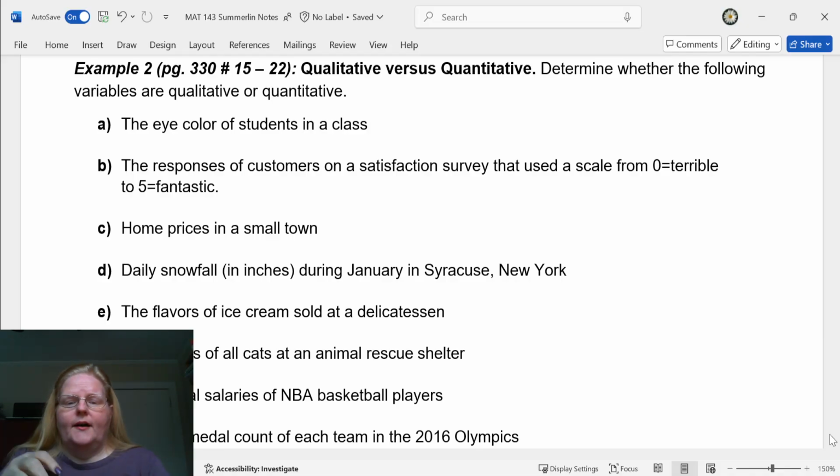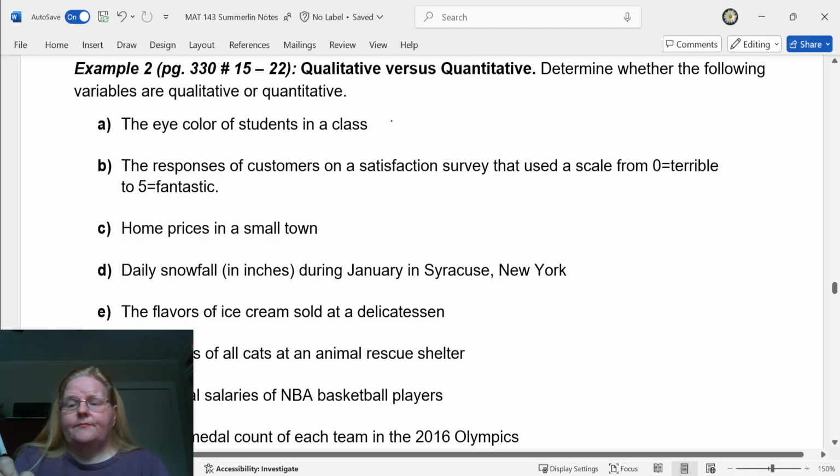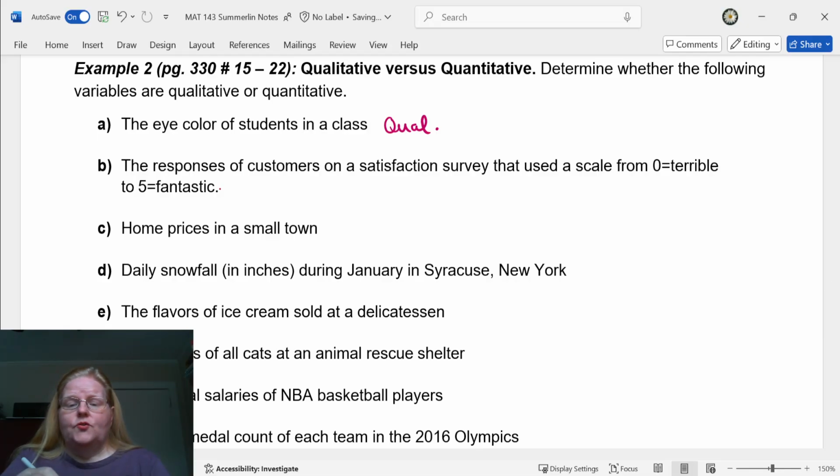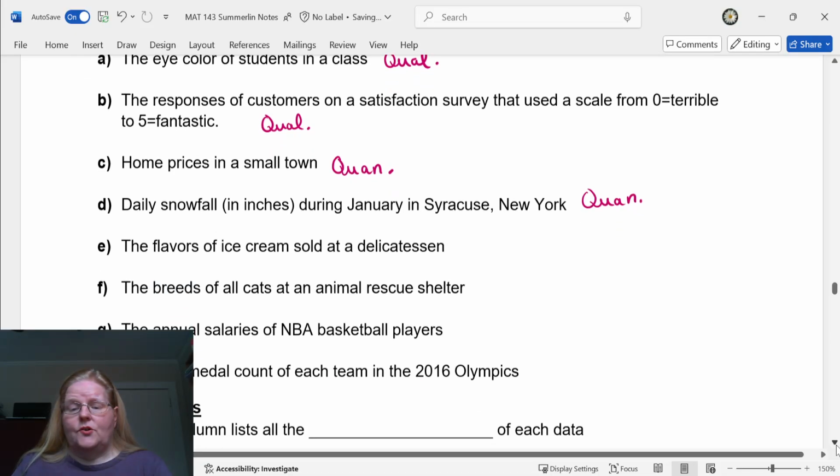So now, eye color of students in a class. Qualitative, very good. The responses of customers in a satisfaction survey that used a scale from terrible to fantastic. I thought it might get you, but I'm sure that it didn't. Qualitative. Home prices in a small town. Prices are numbers, so that's quantitative. Daily snowfall in inches, that's numbers, so that's quantitative. See, I told you this wasn't hard.